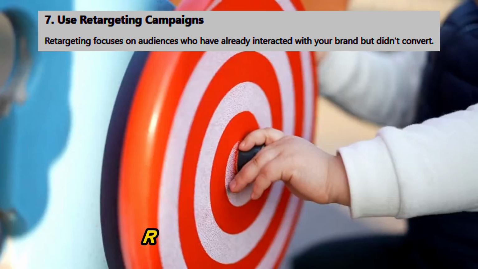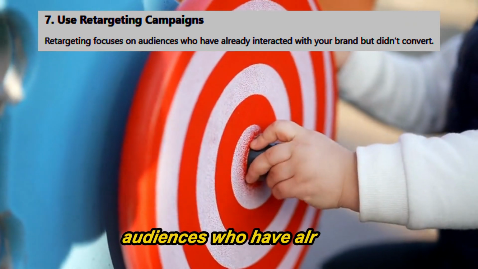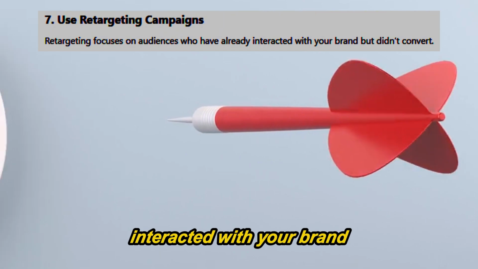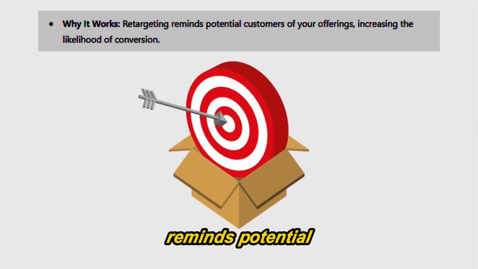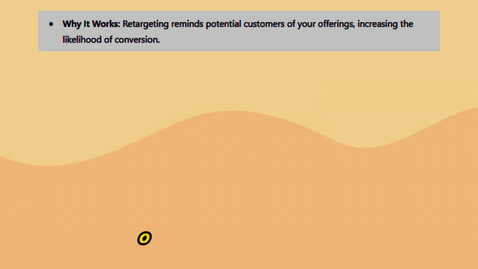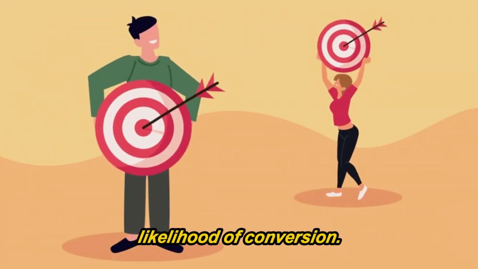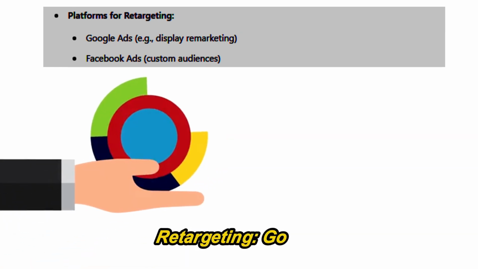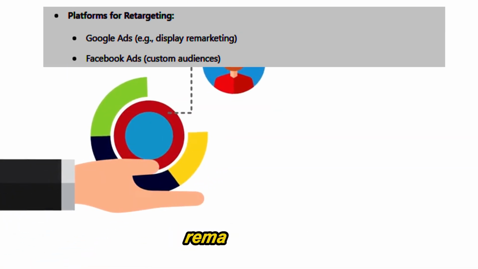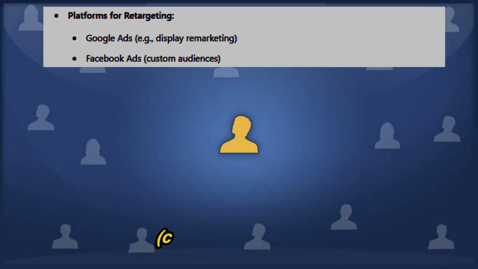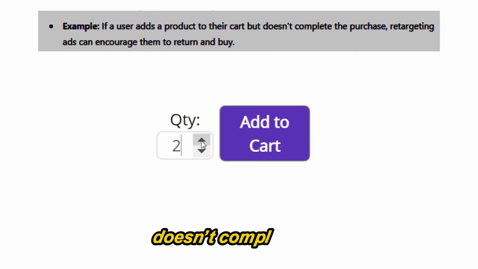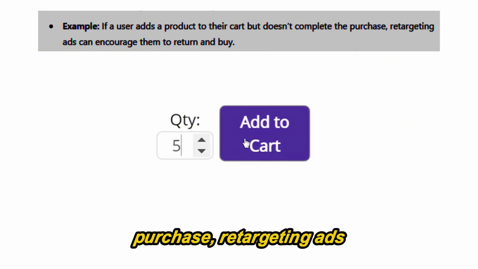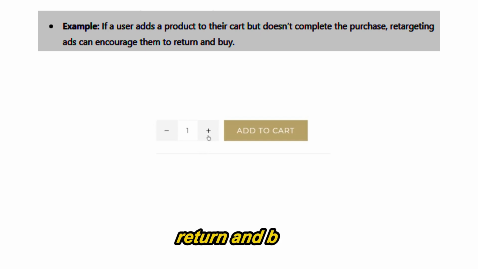Number 7: use retargeting campaigns. Retargeting focuses on audiences who have already interacted with your brand but didn't convert. Why it works: retargeting reminds potential customers of your offerings, increasing the likelihood of conversion. Platforms for retargeting: Google Ads, e.g., display remarketing, and Facebook Ads custom audiences. Example: if a user adds a product to their cart but doesn't complete the purchase, retargeting ads can encourage them to return and buy.